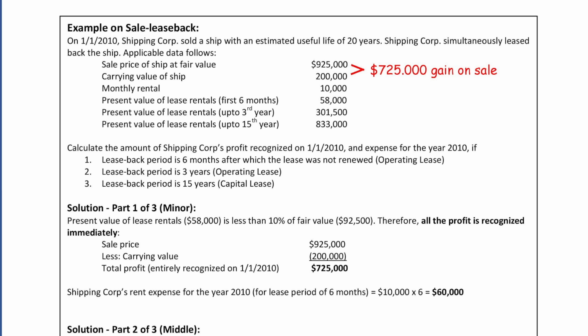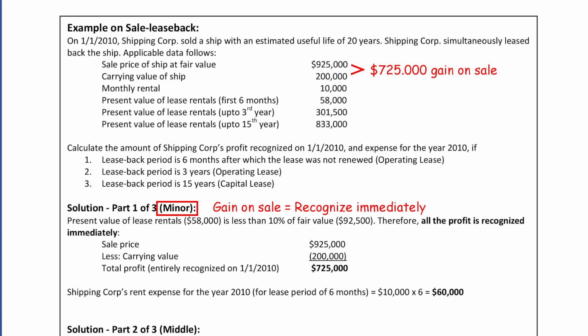Now $58,000 is less than $92,500. $92,500 is 10% of the fair value of $925,000. So the first case is a minor sale leaseback. Put a box for minor and write gain on sale recognized immediately. So the $725,000 gain on sale by Shipping Corp is recognized in year 1 immediately. Shipping Corp would be paying rental expenses for the first 6 months. That calculates to be $10,000 per month into 6 months, $60,000.